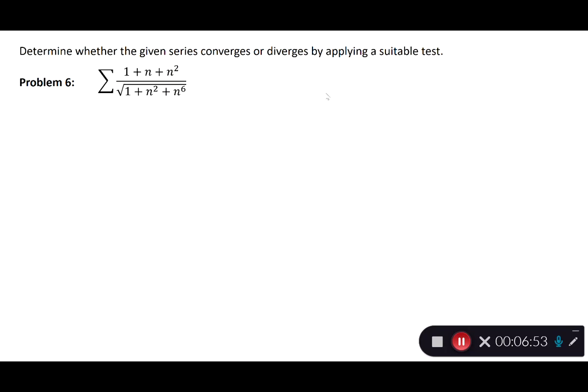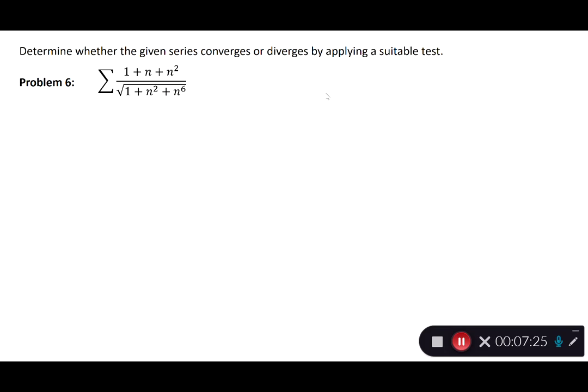Which means what? Take the limit of this. Well, the limit I want to claim is equal to 0. Limit of 1 plus n square over square root of 1 plus n square plus n to the 6th. That is actually equal to 0, I would claim. Why is that? Well, as I talked about in class, ignore the lower order terms in the top. So ignore 1 and n in favor of n square. So the top just becomes n square.